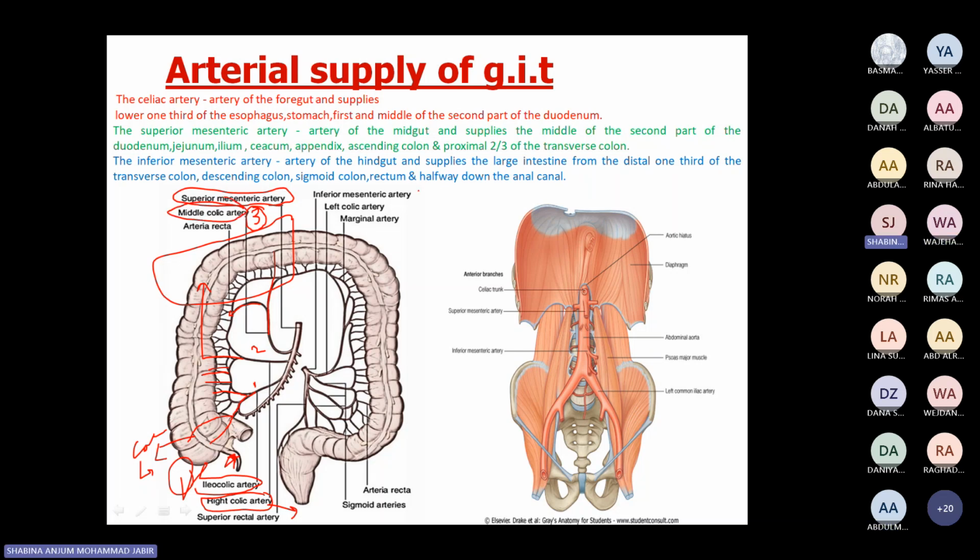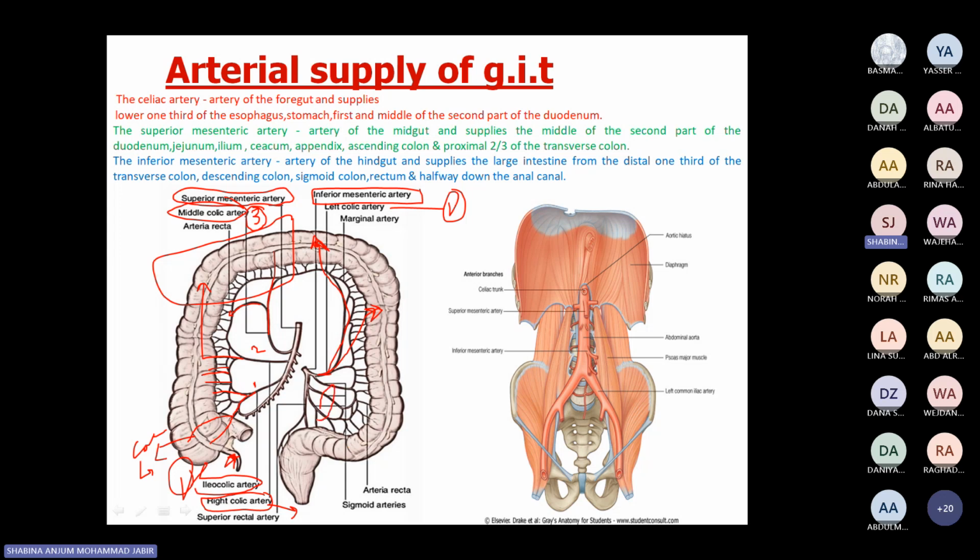Then we have another important artery, which is the artery for the hindgut. Here it is the inferior mesenteric artery. There is one important branch here, called the left colic artery. This left colic artery is going to supply the remaining part, the left one third of the transverse colon. Then it is going to supply the descending colon. Then again, we can see other arteries. These are the sigmoid arteries.